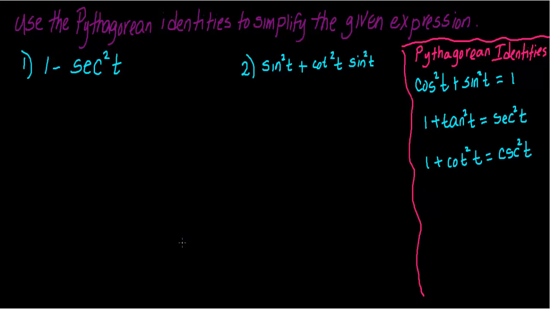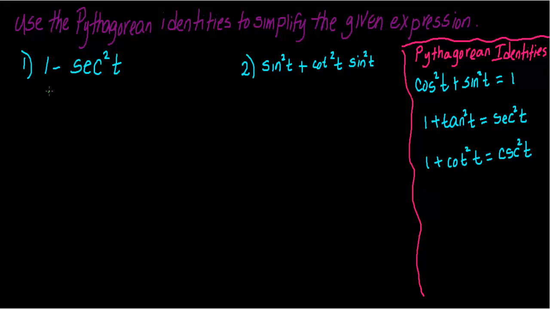In this video, we're going to talk about simplifying trigonometric expressions. For these examples, the instructions say use the Pythagorean identities to simplify the given expression. Here I've listed the 3 Pythagorean identities that we are going to use to simplify. I'm going to show you various ways of simplifying number 2. We're going to do it with the Pythagorean identities and also other ways.